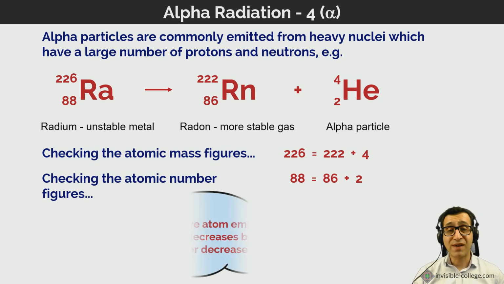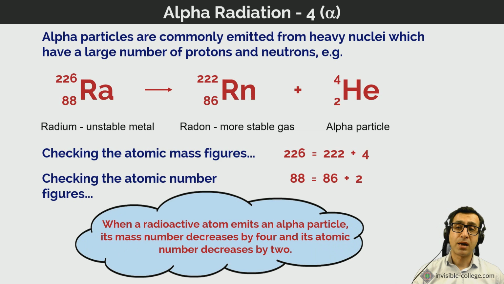So when a radioactive atom emits an alpha particle, its mass number decreases by 4 units of mass because it's given off those 4 units as the 2 protons plus 2 neutrons of the alpha particle. Its atomic number also decreases by 2 units because again, atomic number describes the number of protons in the nucleus. If it's given off an alpha particle, it's given off 2 protons, and so its atomic number decreases by 2.